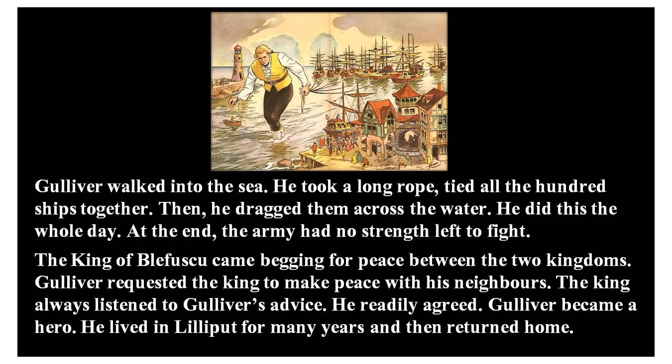The king of Belfasque came running to have the settlement. Settlement means asking the king to stop the war, to stop Gulliver, and asking for peace between these two kingdoms. Gulliver also requested to have peace and friendship with their neighboring countries or islands. The king always listened to him and agreed with him. Thus the war was stopped. Both the kings became friends and Gulliver became a hero.